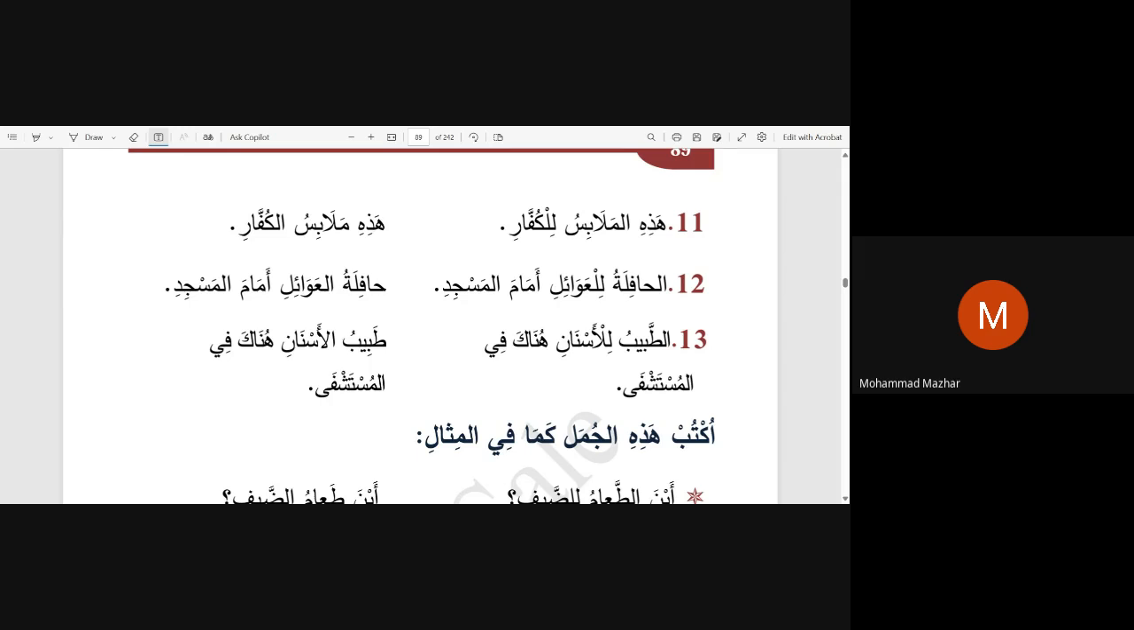And there are certain words that always come as mudaf, like on top of, underneath of, on the right of, next to it, above it. It always comes from mudaf ilayh. Look at the other side. Hafilatul awaili amam al-masjid. So we took the alif lam off al-hafila, and we took lamul mulk off lil awaili. Are you with me?